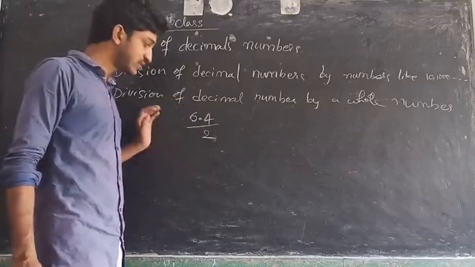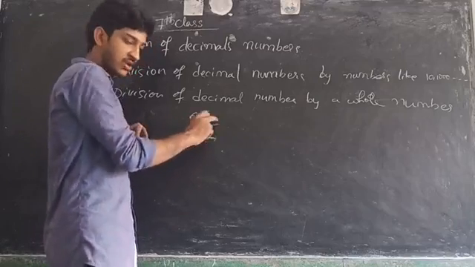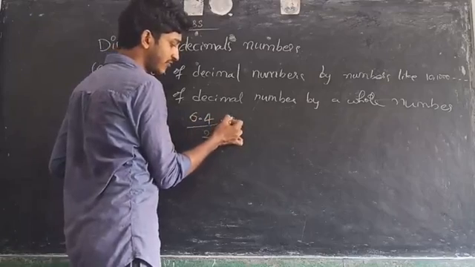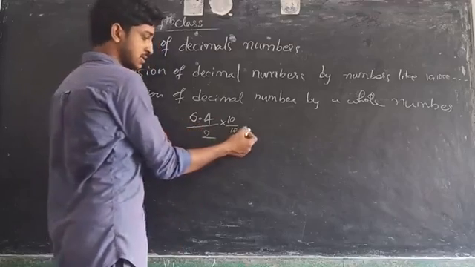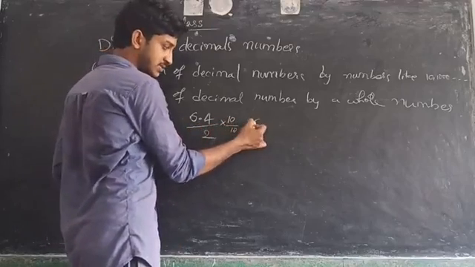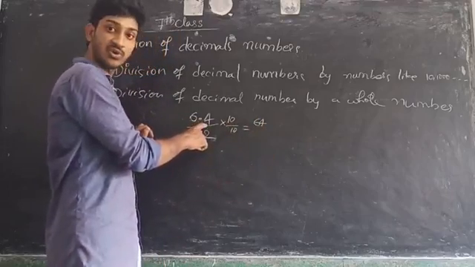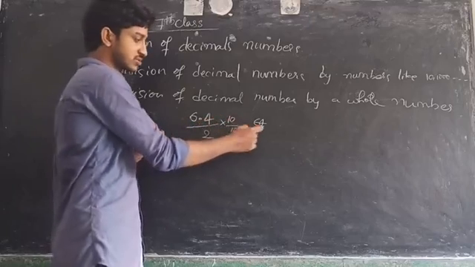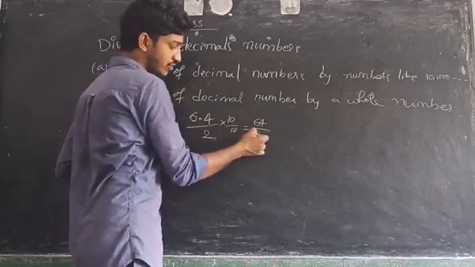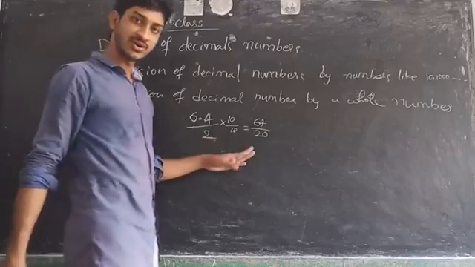So how can we do this type of problem? After the decimal point we have only one digit. That's why I am multiplying by 10 over 10. So 6.4 into 10 means 64. After the decimal point there is only one digit, that's why I am multiplying by 10. 6.4 into 10 is equal to 64, and 2 into 10 is equal to 20.